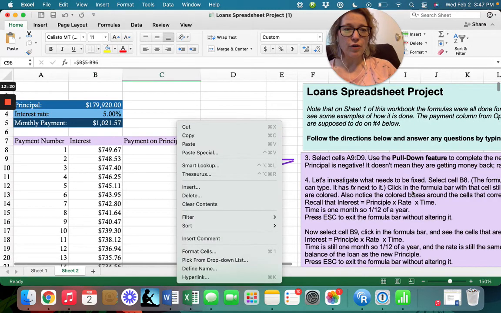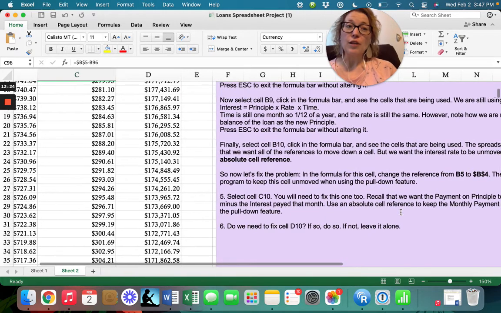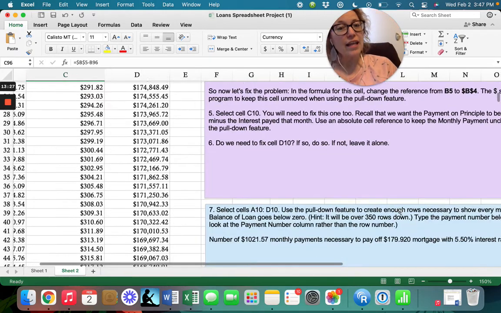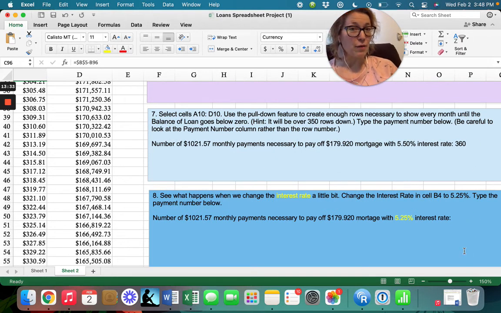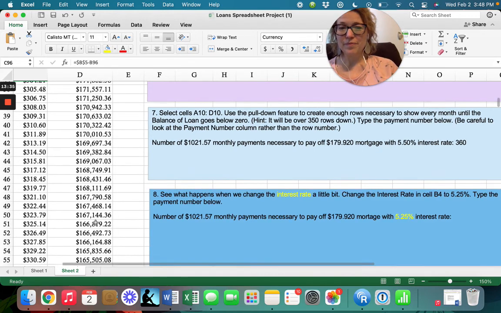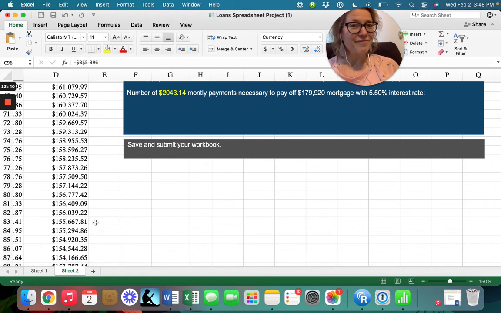So you'll go back through, you'll change different details about it, then you'll put them back and change a different detail, and you'll write down how many monthly payments it takes, and you'll be able to compare what's happening with this mortgage. When you're done, you'll submit it.